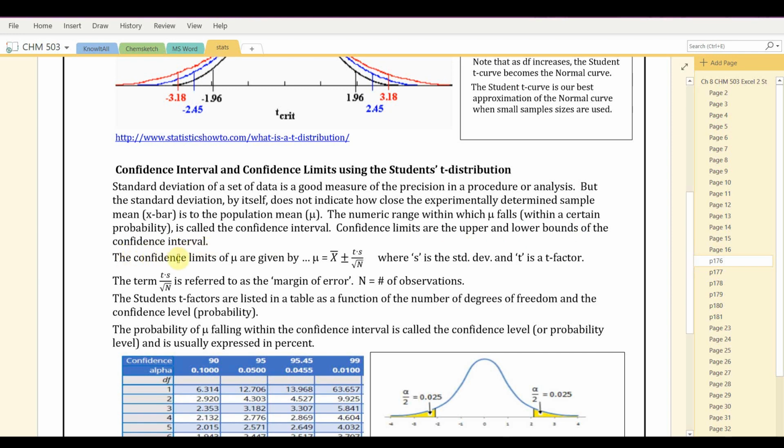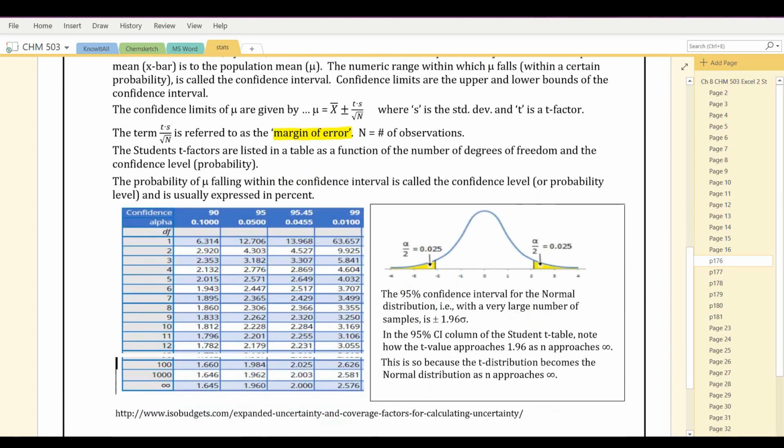So the confidence limits of the population mean are given by x bar plus or minus t times s over root of n. s is the standard deviation of the sample, t is the t-factor, n is the number of observations. And this term, t times s over root of n, is referred to as the margin of error.